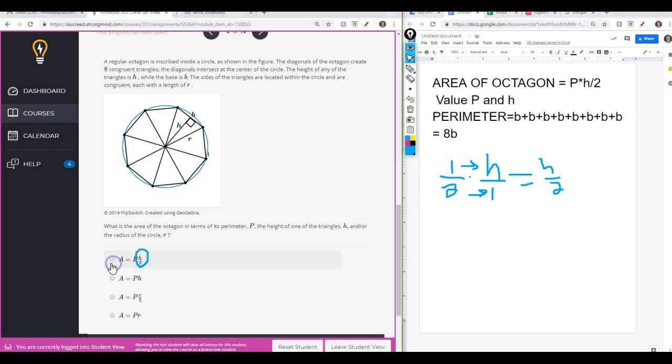And so our area would be equal to the perimeter times h over 2. And that's how I would go through and answer this question.